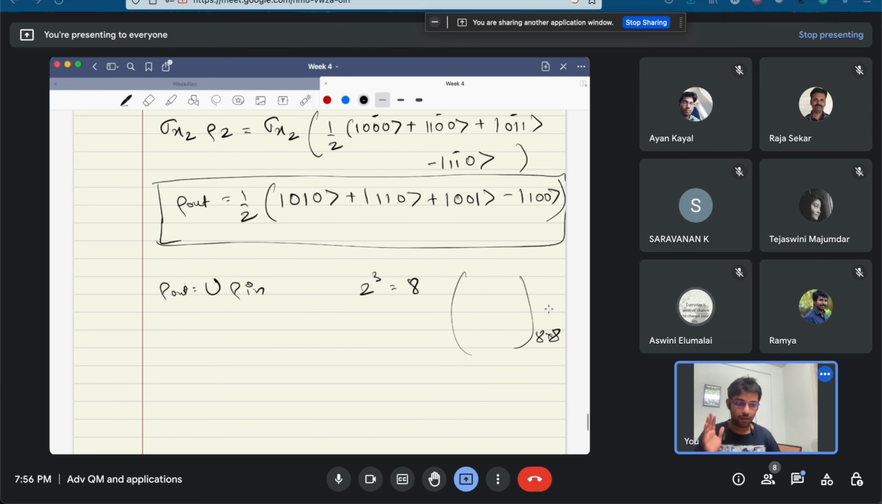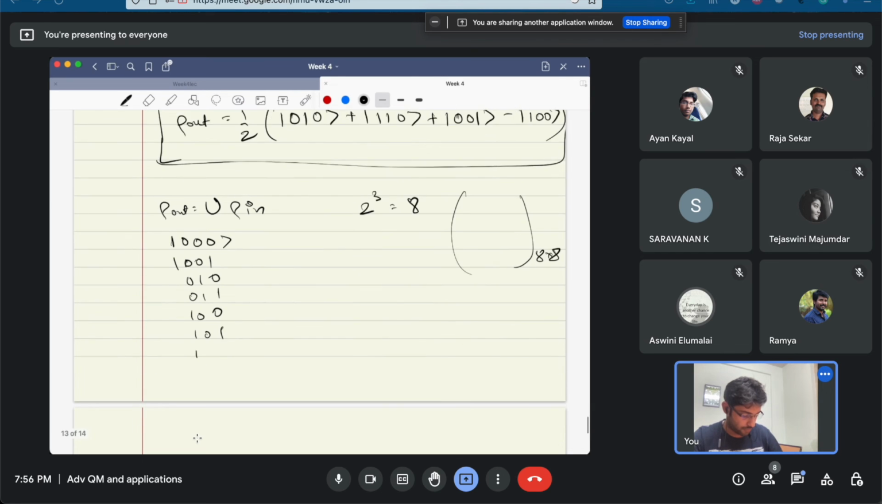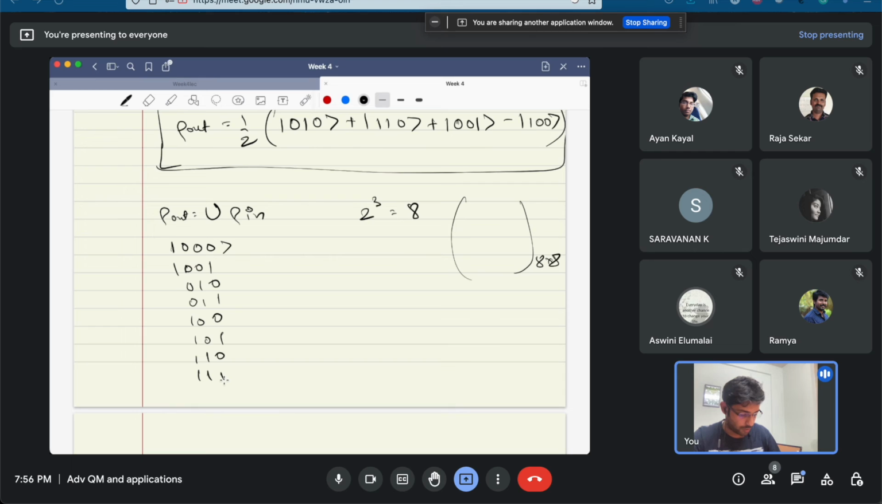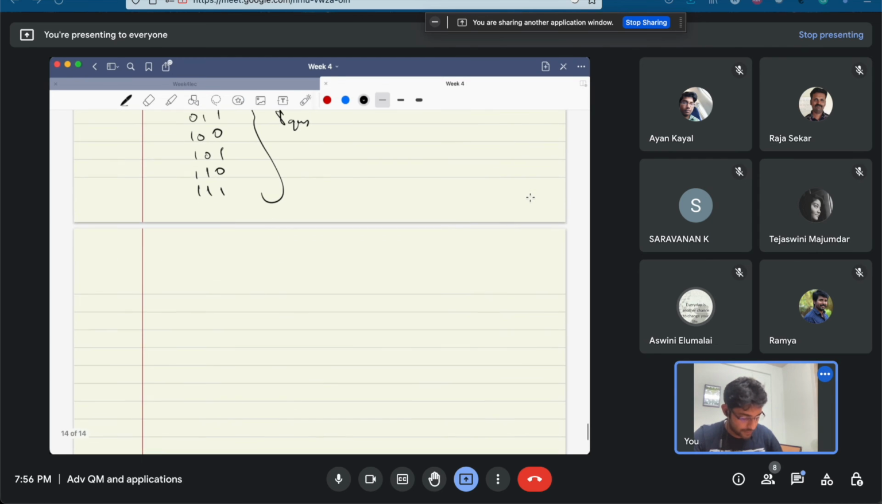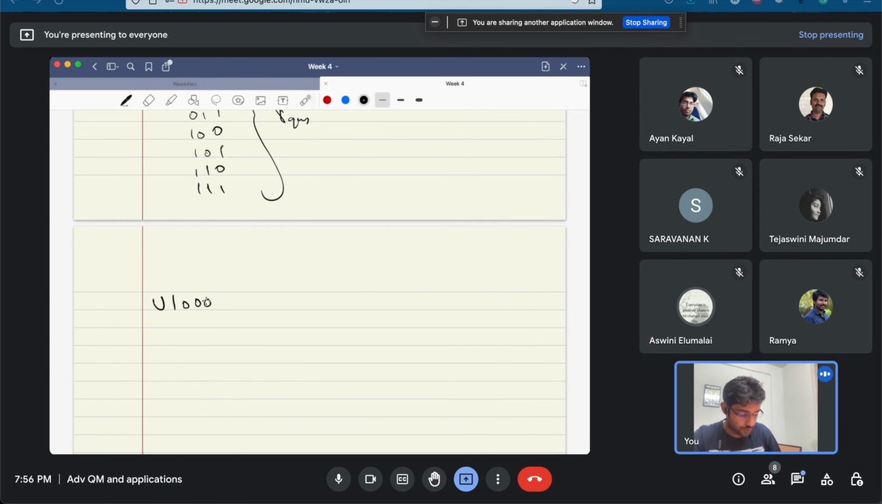Okay, so there are 8 possible ways you can write, right? So you have 0 0 0, 0 0 1, 0 1 0, 0 1 1. These are 4, and then again there are other 4s, 1 0 1, 1 1 0, and 1 1 1. So all these 8 basis states give your 8 rows and 8 columns. Okay, so let us see what your U on 0 0 0 does, and the rest you can do yourself to find out this U matrix, which is basically your quantum circuit.